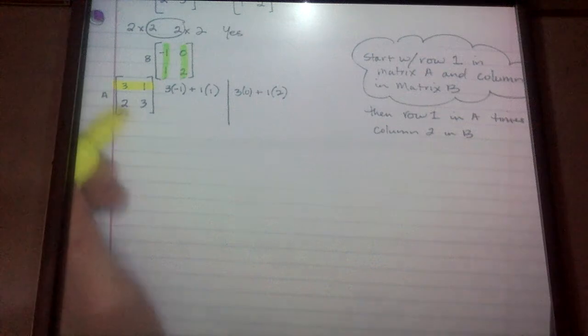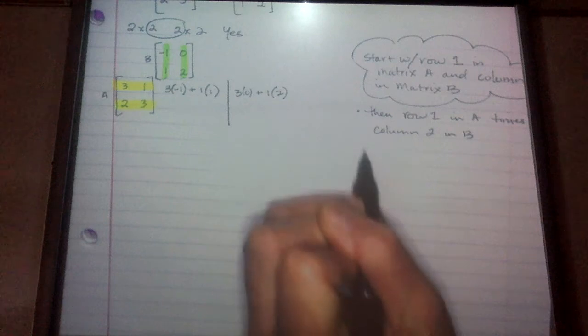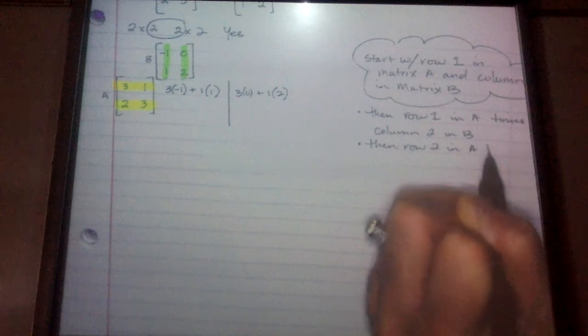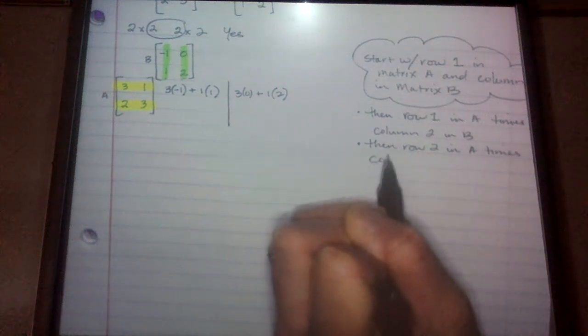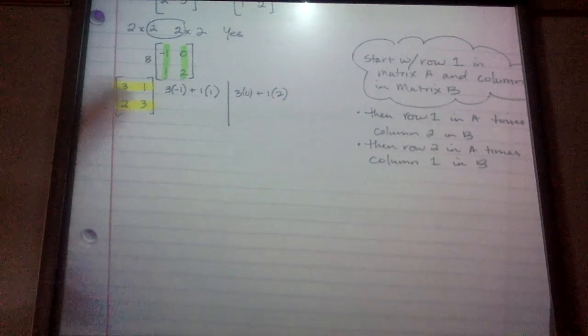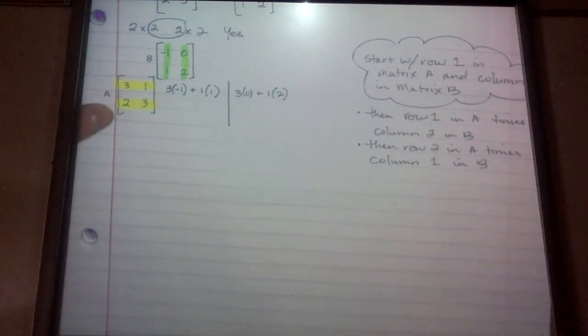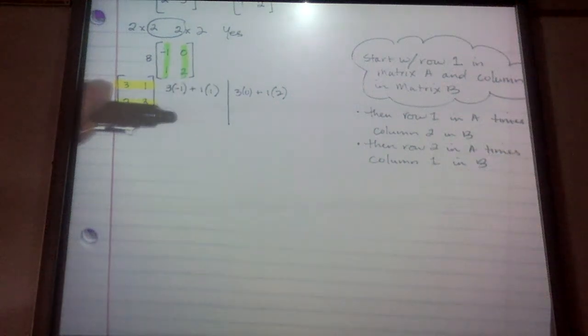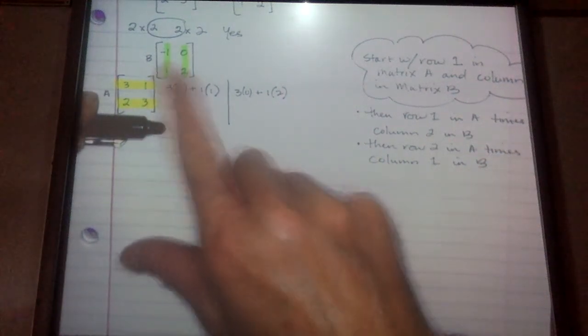Now I'm going to move on to row 2. So then, row 2 in matrix A times column 1 in matrix B. I've already done the top row. I'm moving on to the second row, and I'm going to repeat the process with the second row. I'm going to multiply it by the first column, then the second column. So let's go over the steps. You choose your first row, multiply it by column 1, column 2. Then your second row times column 1, column 2.